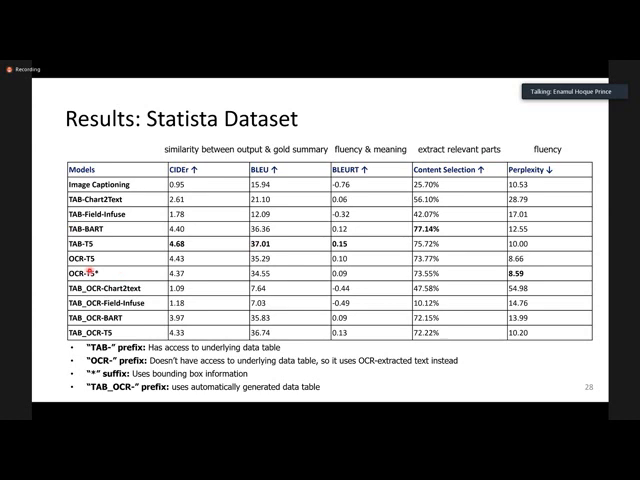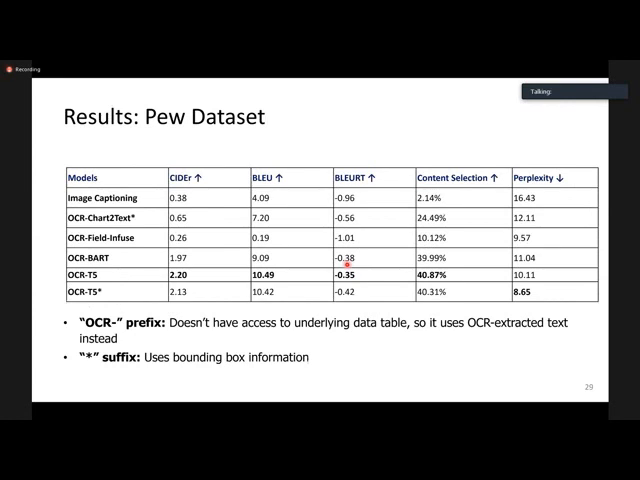On the Pew dataset, we did not have access to the underlying data table. Therefore, we don't have any tab models. Instead we have OCR models, and we noticed that image captioning models perform very poorly, probably because they were originally designed for image tasks where you have objects and natural scenes. But here we have charts, not natural scenes, so the performance was quite a bit worse. Again, T5 was the winner here, where we used the OCR.